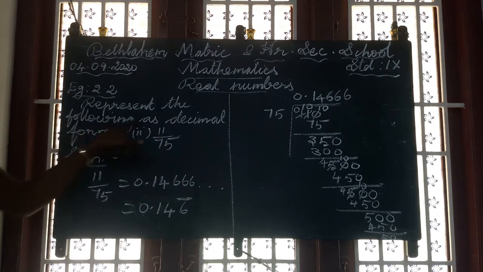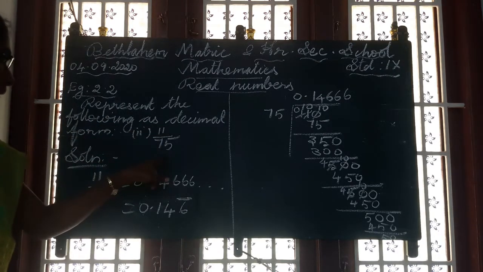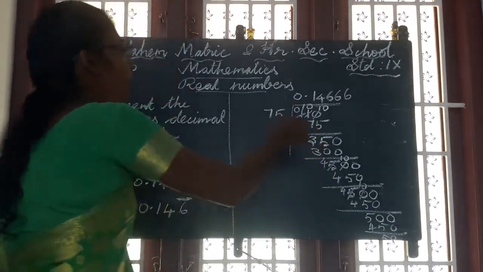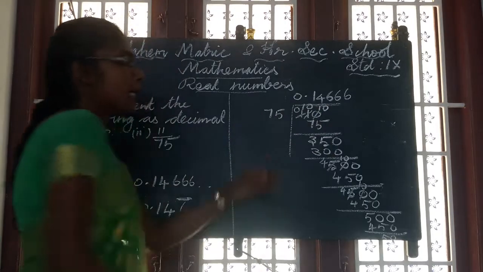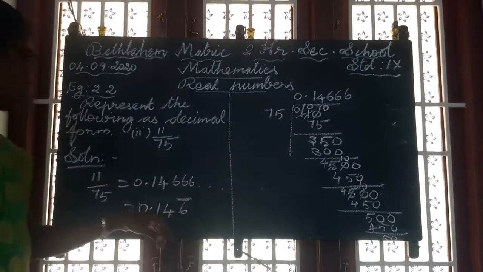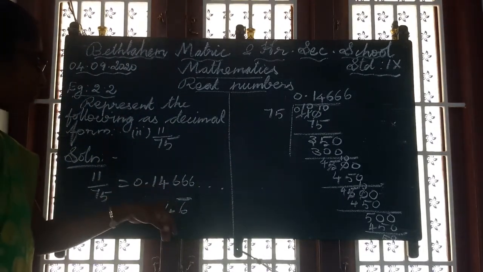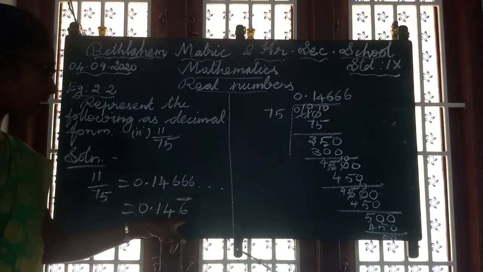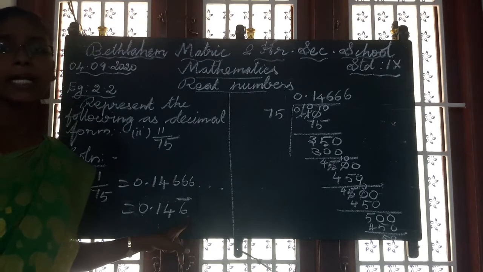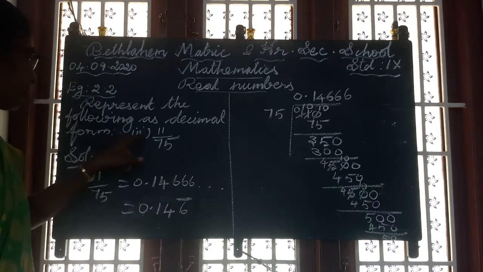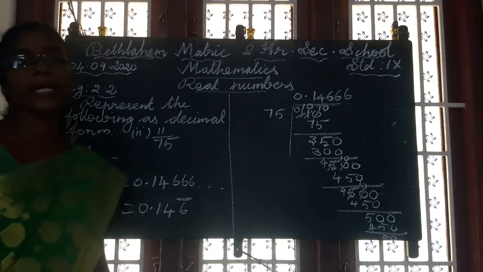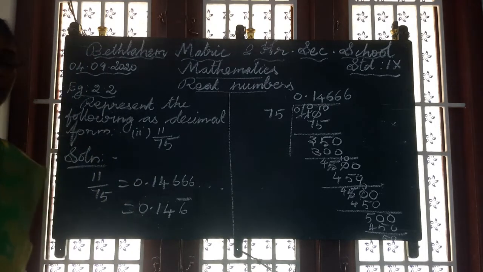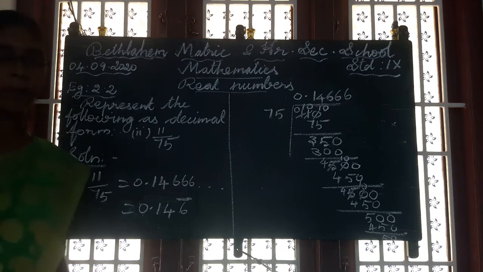Okay, represent the following in decimal form. First 11 by 75. 11 inside, 75 outside and divide it. So we get 0.14666 etc. So we can write 0.146 with a bar. This one is a non-terminating and recurring decimal expansion. So 11 by 75 has a non-terminating and recurring decimal expansion. Next we can go for the next problem.